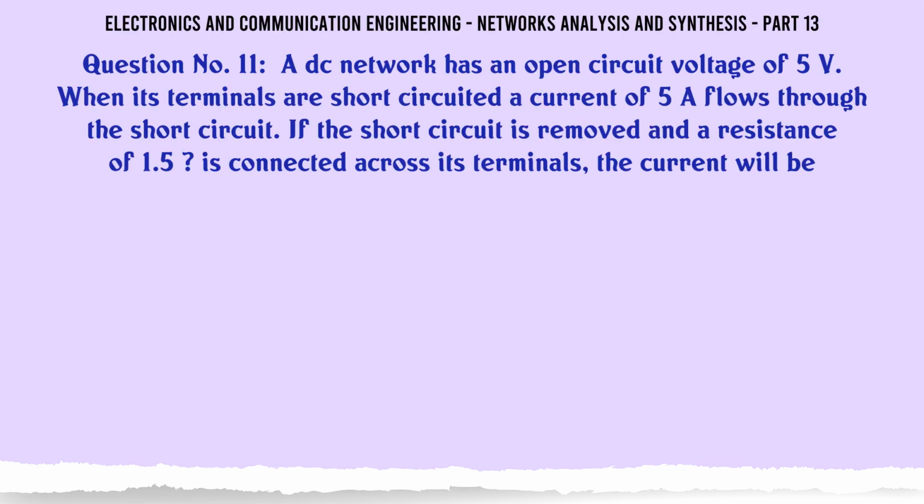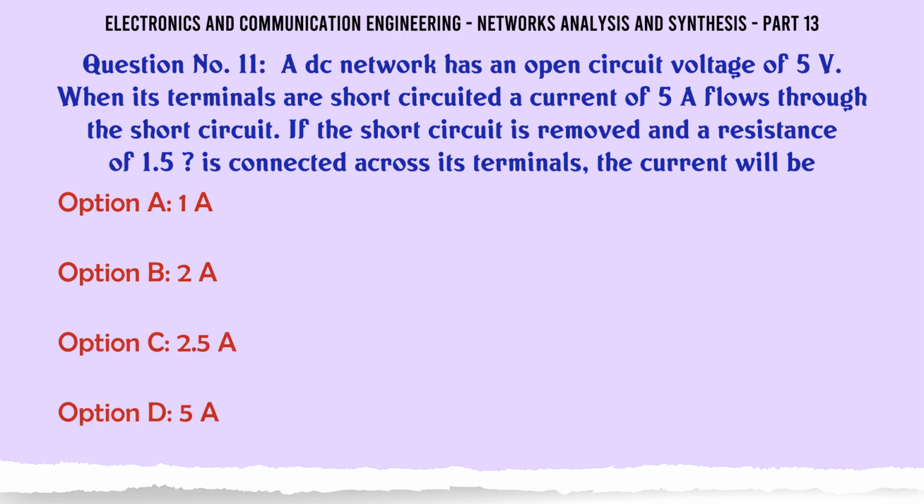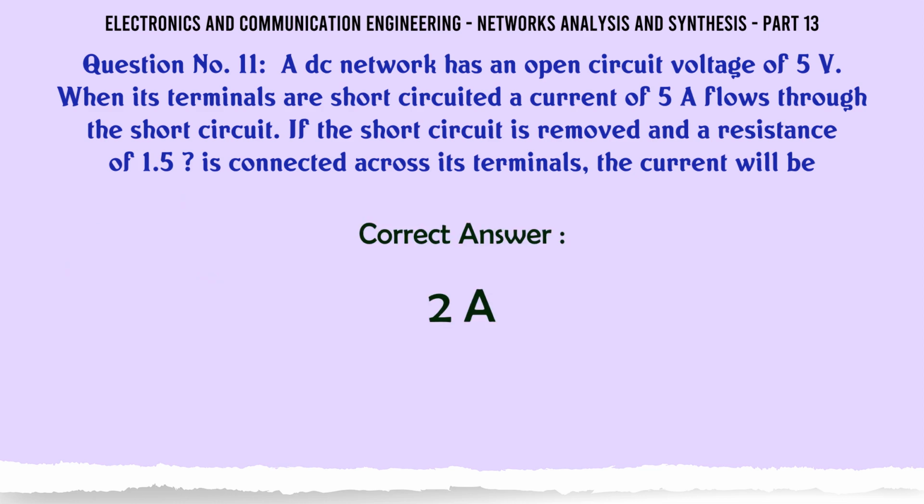A DC network has an open circuit voltage of 5 V. When its terminals are short-circuited a current of 5 A flows through the short circuit. If the short circuit is removed and a resistance of 1.5 Ω is connected across its terminals the current will be A 1 A, B 2 A, C 2.5 A, D 5 A. The correct answer is 2 A.